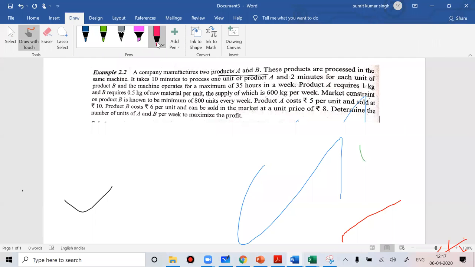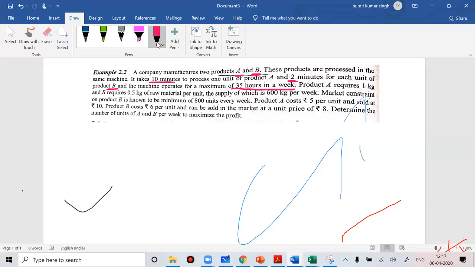So what is given? A company manufactures two products A and B. These products are processed in the same machine. It takes 10 minutes to process one unit of product A and 2 minutes to process one unit of product B. And the machine operates for a maximum of 35 hours in a week.